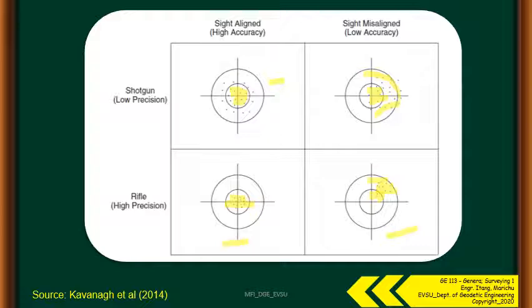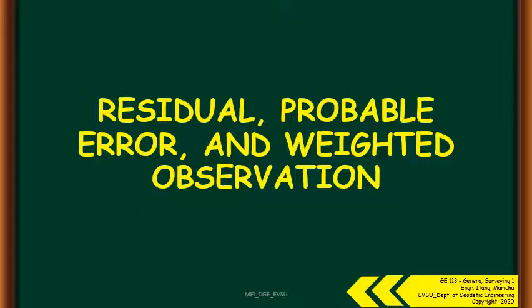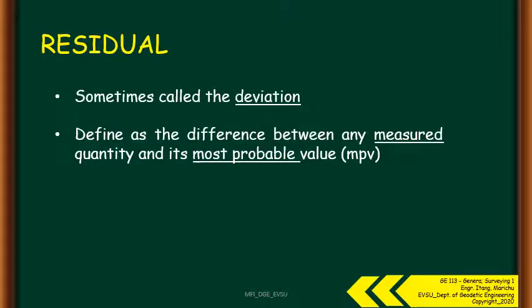So this one. Okay. So we have here residual, probable error, and weighted observation. So what are these terms and what is the use of these terms in conducting a survey? So let's start with the residual. So residual is sometimes called a deviation. It is defined as the difference lang ng ating measured quantity and its most probable value. We have here the term most probable value, or for example, ito yung ating mean na observation.